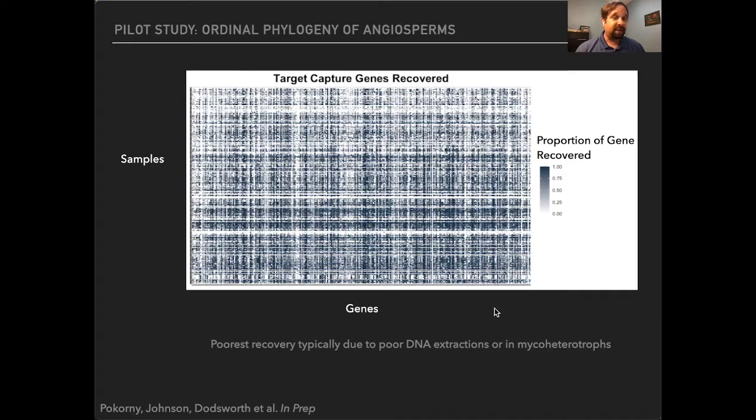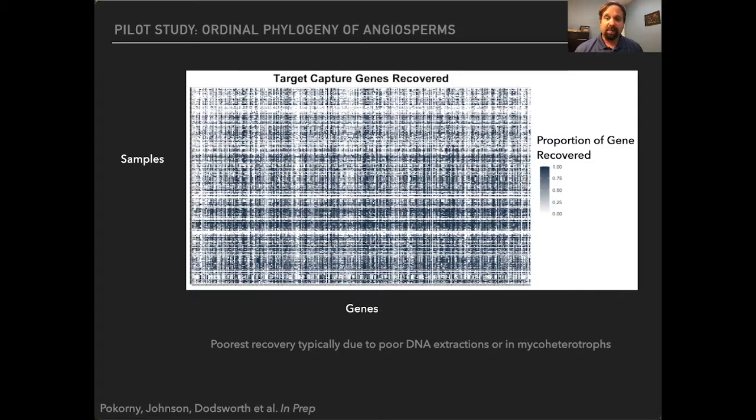Speaking of our pilot testing, we expanded beyond the 42 species in the 2018 paper with the goal of representing every family of flowering plants with the Angiosperms353 genes. What you're seeing here is a heat map where the rows are samples and the columns are the 353 genes. The shading in each box is the proportion recovered of the coding region of that gene. The blank white lines represent some samples that we were unable to recover, mostly for reasons of poor DNA extraction.